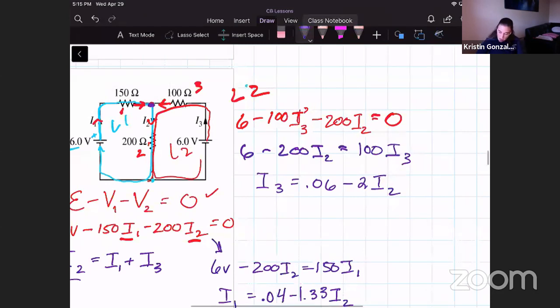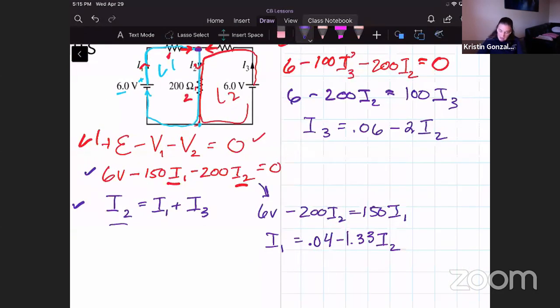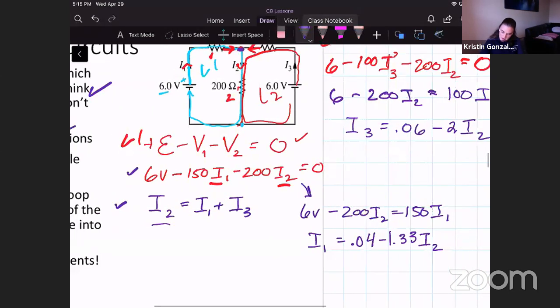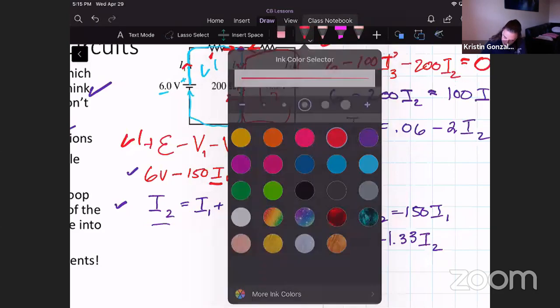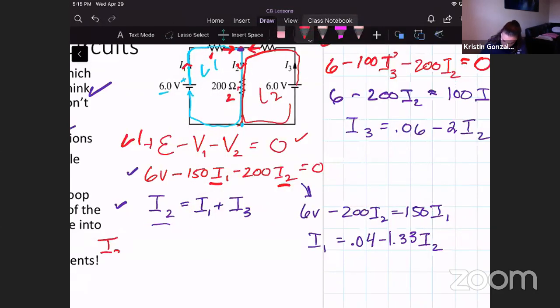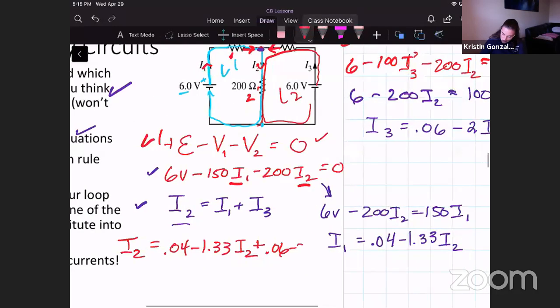Okay, so now I've got what I3 really is equal to. I've got what I1 is really equal to, so I can plug those into my junction rule. Then we have I2 is equal to, well, I1 is 0.04 minus 1.33 I2 plus I3 is 0.06 minus 2 I2. So now I've got everything in terms of I2, so we can rearrange and solve for I2.